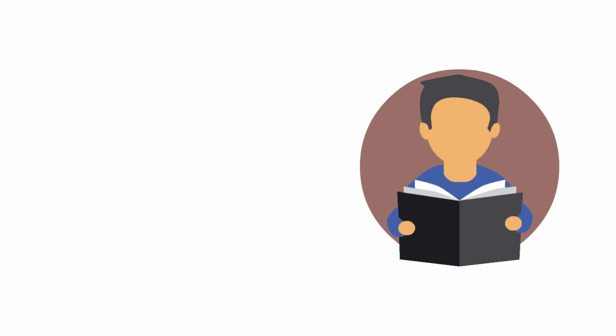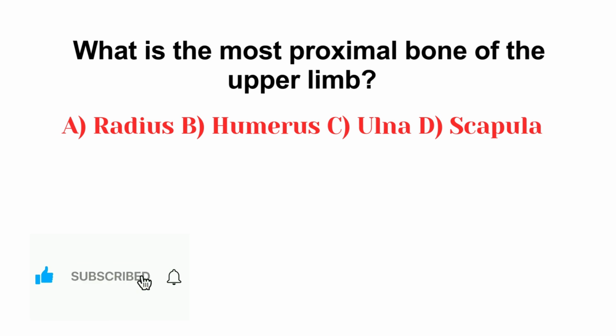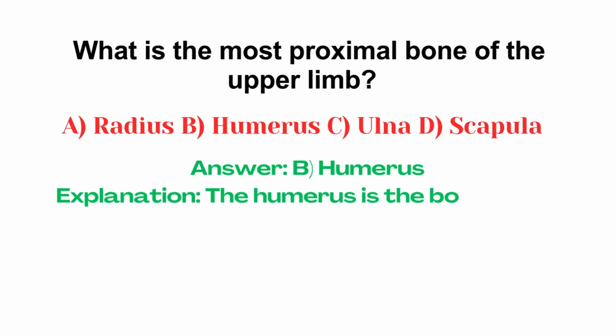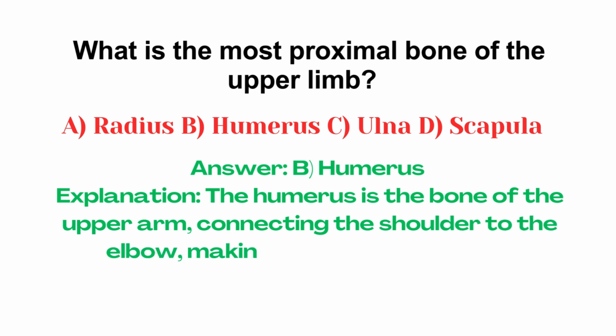Ready? Here we go. MCQ 1. What is the most proximal bone of the upper limb? A. Radius. B. Humerus. C. Ulna. D. Scapula. Answer. B. Humerus. Explanation. The humerus is the bone of the upper arm, connecting the shoulder to the elbow, making it the most proximal bone of the upper limb.